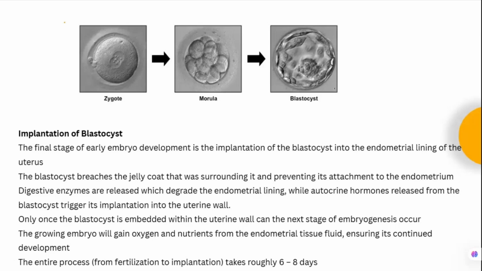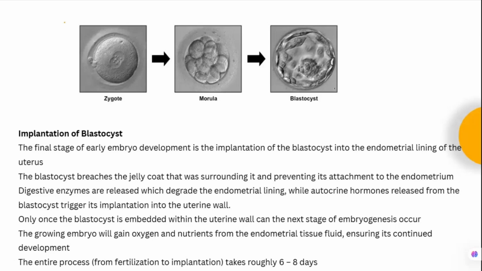Digestive enzymes are released which will degrade the endometrial lining, while autocrine hormones are released from the blastocyst that will trigger its implantation into the uterine wall. So it should happen at both places. One is the uterine lining should get disturbed, and second, this jelly coat should also be breached. So these are the two important stages which are happening. Only once the blastocyst is embedded within the uterine wall can the next stage of embryogenesis happen.